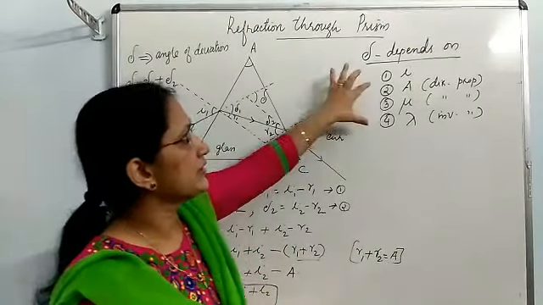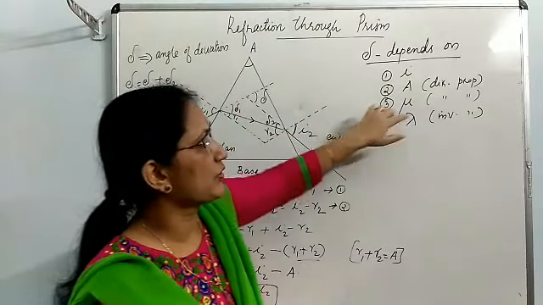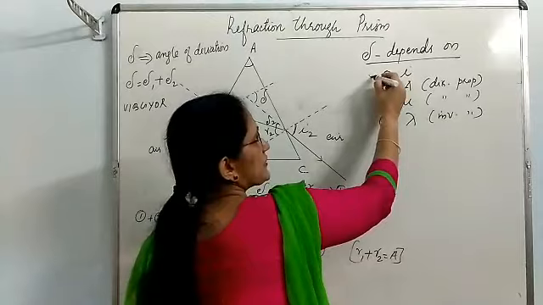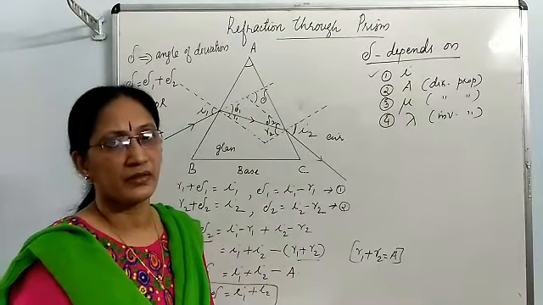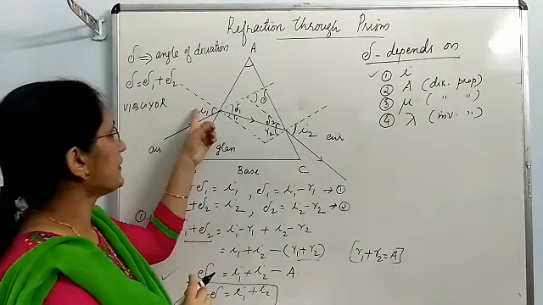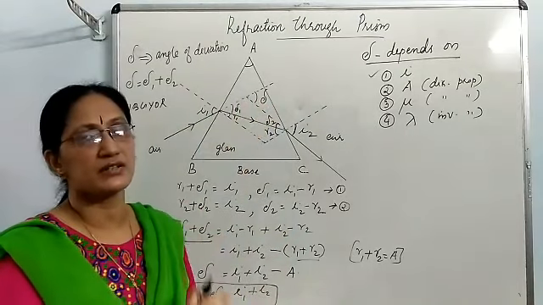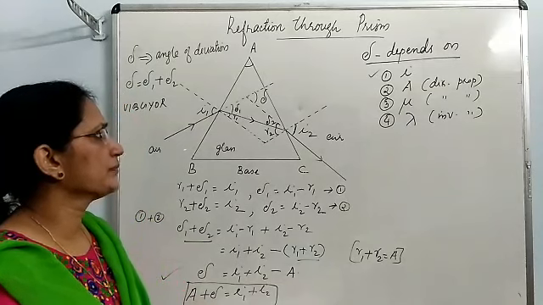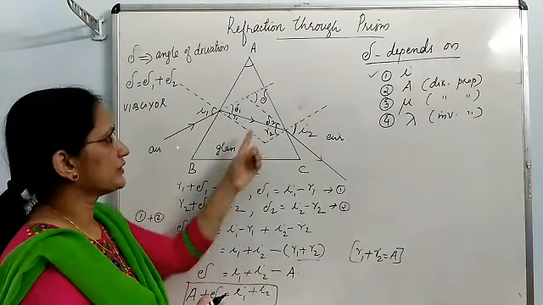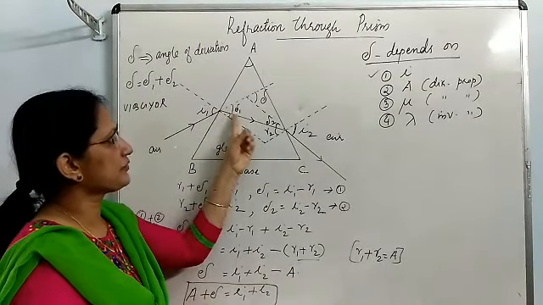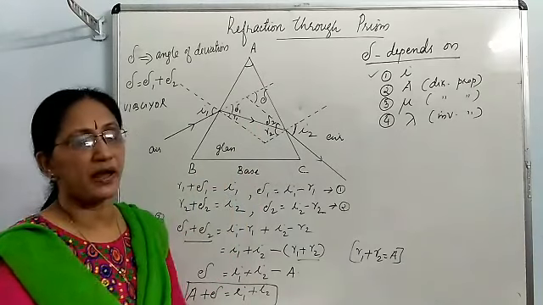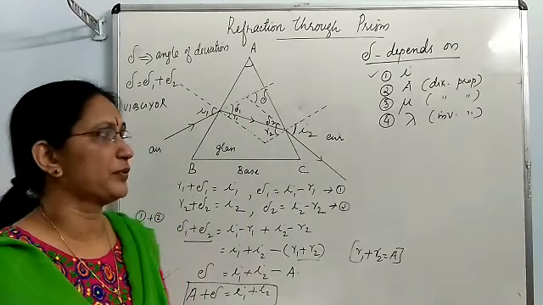Here, for these three points I have already told whether they are directly proportional or inversely proportional. Then what about the angle of incidence? How are the angle of incidence and angle of deviation related? Okay, let us study about it. Here you can see that the refracted ray is not parallel to the base.